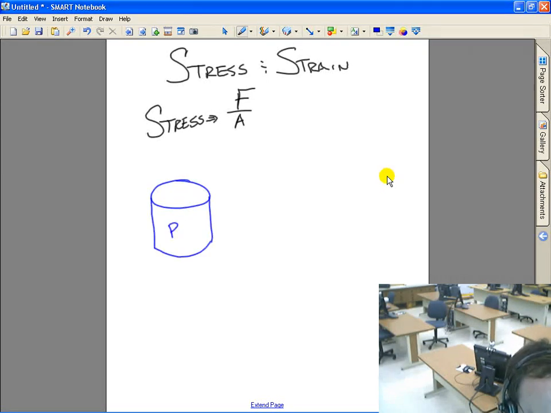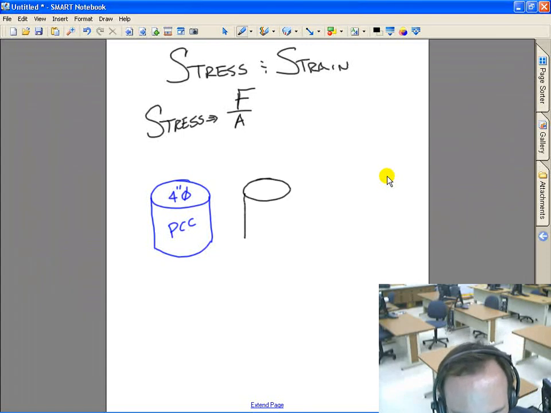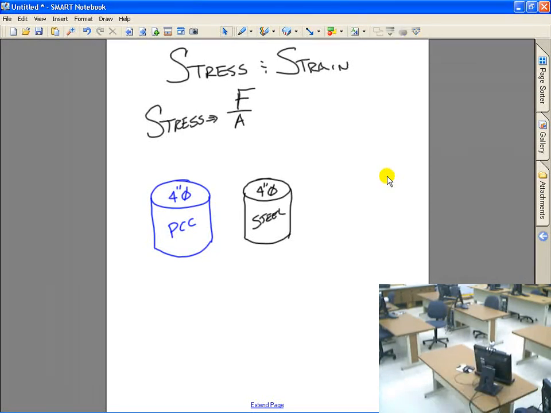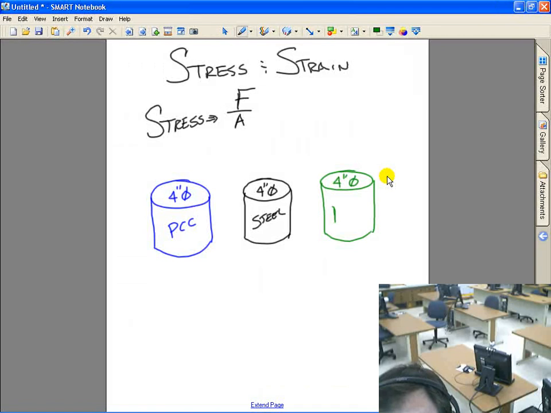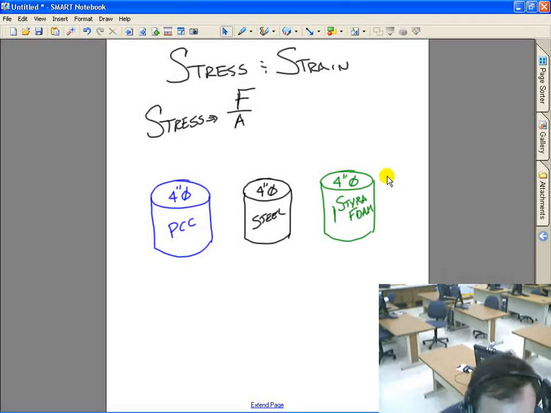I'm going to take this object and make it Portland cement concrete, 4-inch diameter. Then I take a piece of steel, same height, 4-inch diameter steel, and I take another piece, 4-inch diameter, and we'll call this styrofoam. So we have styrofoam here, and we apply a 1 pound load to it. 1 pound.